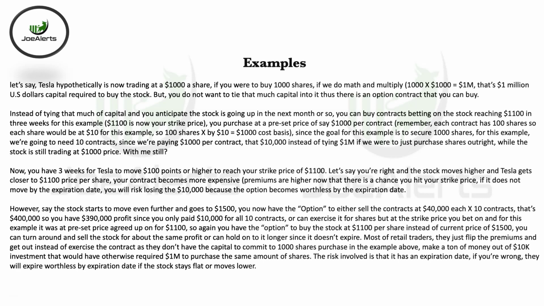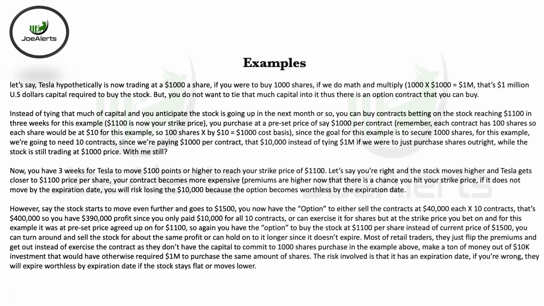However, say the stock starts to move even further and goes to $1,500 per share. You now have the option, because it's gone past your strike price of $1,100 and now it's trading at $1,500 for this example, to sell the contracts at $40,000 each, multiplied by the 10 contracts that you purchased. That's going to be worth $400,000. So you have $390,000 profit since you only paid $10,000 for all the 10 contracts.